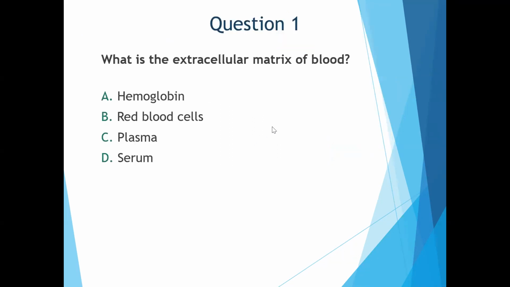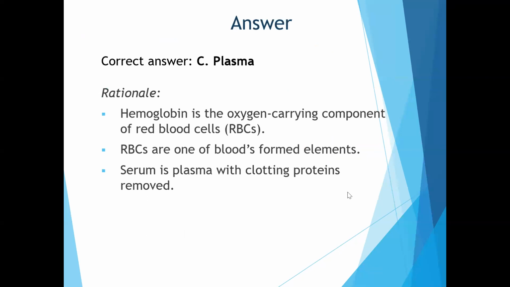Okay, first review question here. What is the extracellular matrix of blood? A, hemoglobin, B, red blood cells, C, plasma, and D, serum. Okay, the answer there is C, plasma. If anything, you should have had it narrowed down between C and D. Serum is plasma with the clotting proteins removed, so that wasn't quite specific enough to be the answer. That's why we went with plasma.